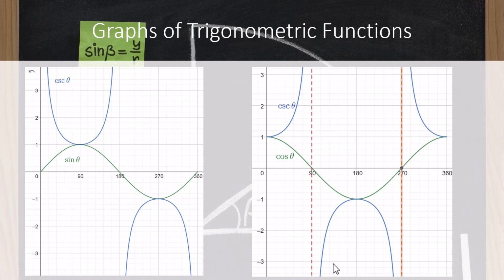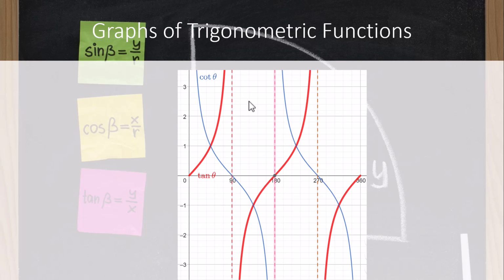And its range also starts at -infinity, goes all the way up to -1, skips between -1 and 1, and then starts up again at 1 and goes all the way up to infinity. Now for tangent and cotangent, tangent is the one in the thick red line here.